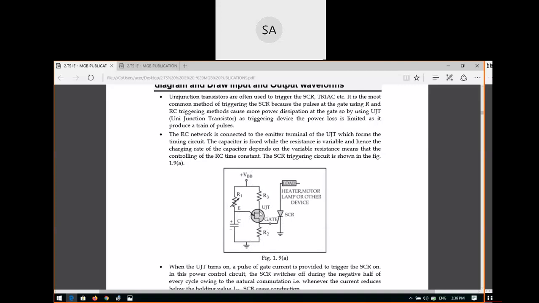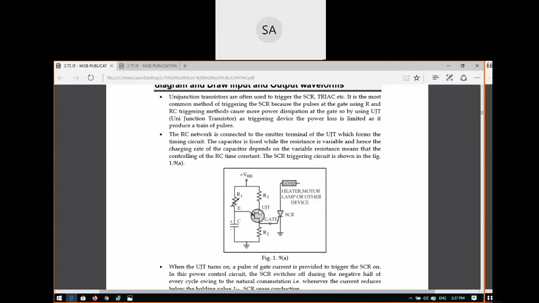So what does relaxation oscillator mean? It provides you non-sinusoidal outputs. That means it will generate pulses, correct or not? So if you see the working of the UJT, in the capacitor it will have charging, discharging, charging, discharging like this we will get.